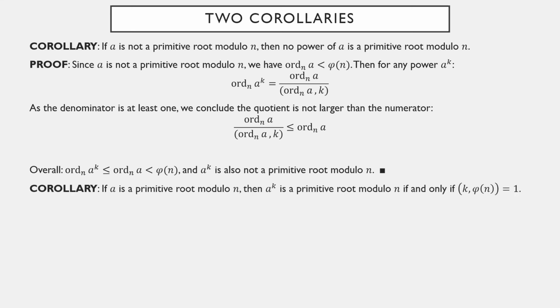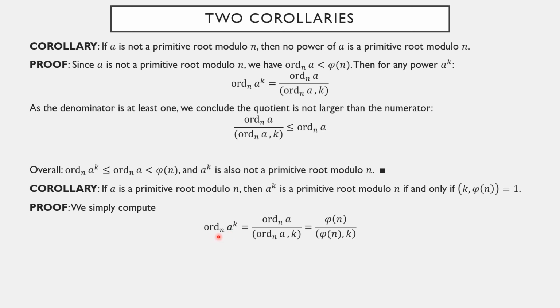Another corollary we can derive: if a is a primitive root mod n, then if I raise that number to a power, this new number a to the k is also a primitive root mod n if and only if the exponent k is relatively prime to phi of n. So we just have to compute what's the order of a to the k. Well, we apply the formula that we just derived. Since a was assumed to be a primitive root, this order is phi of n, which I replace in both locations. Now, is a to the k also a primitive root?